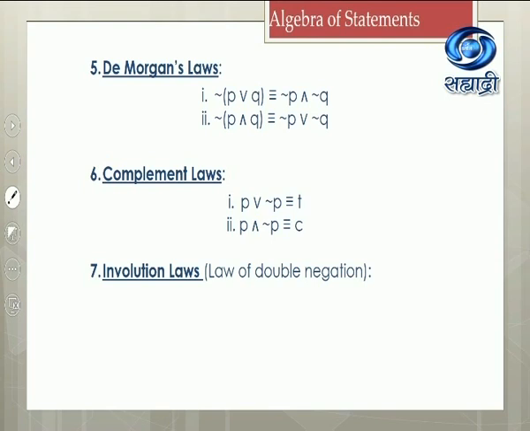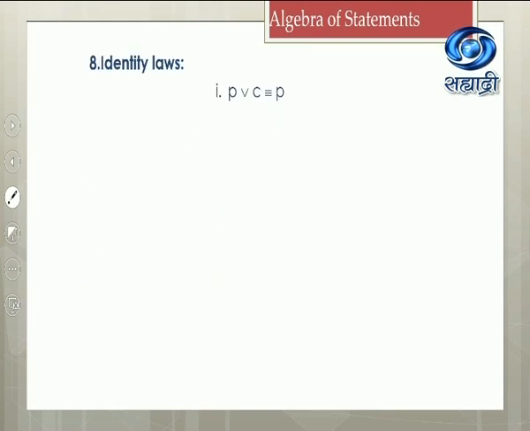Involution laws, law of double negation. Negation of negation P is P. Negation of T is C, that is, negation of tautology is contradiction. And lastly, negation of contradiction is tautology. By using all these laws, we can get the truth values of the statement patterns.